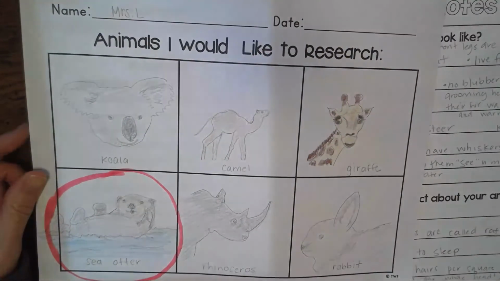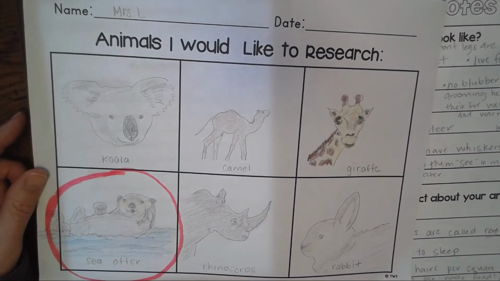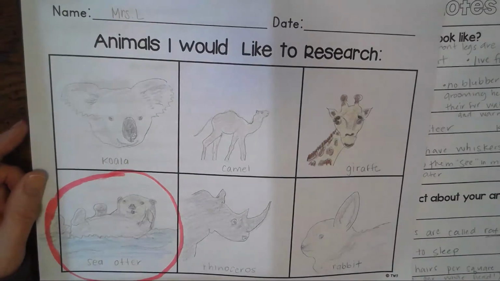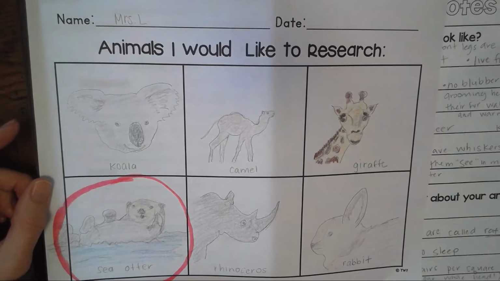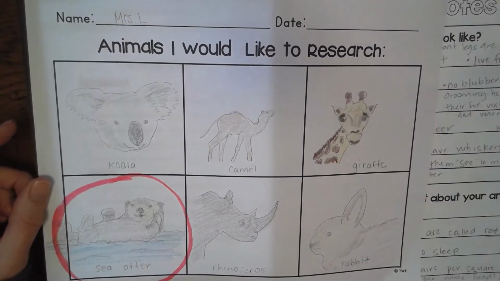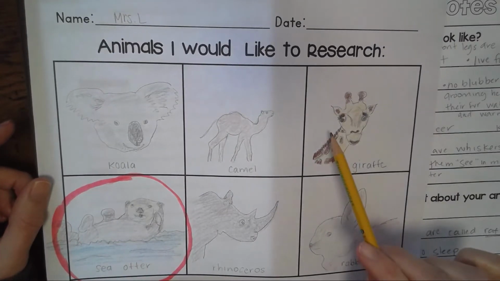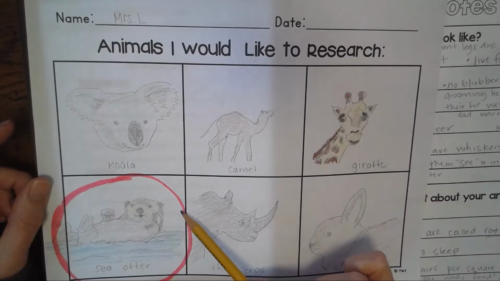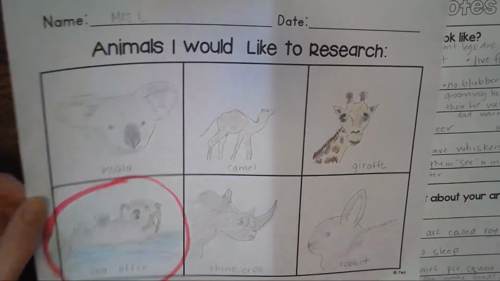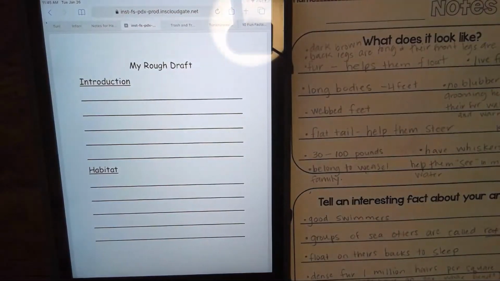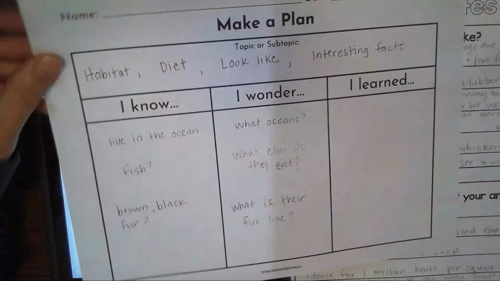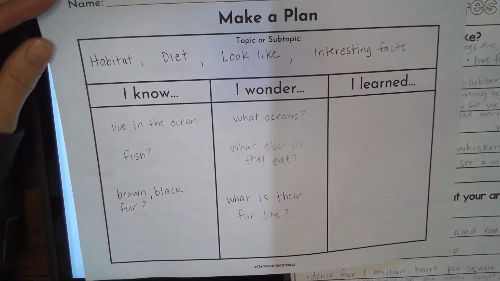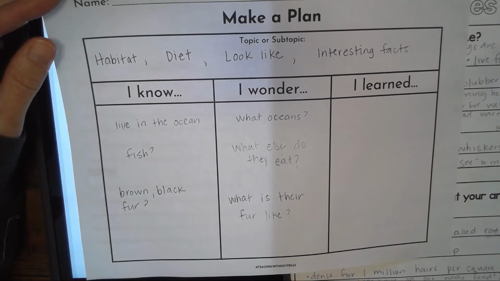Guys, today we are going to start writing our rough draft, but let's first go over what all we've accomplished so far. We started off with our brainstorming and we selected our animal that we want to research. Then we made a plan and asked ourselves some questions about what we needed to look up when we were conducting our research and our note taking.